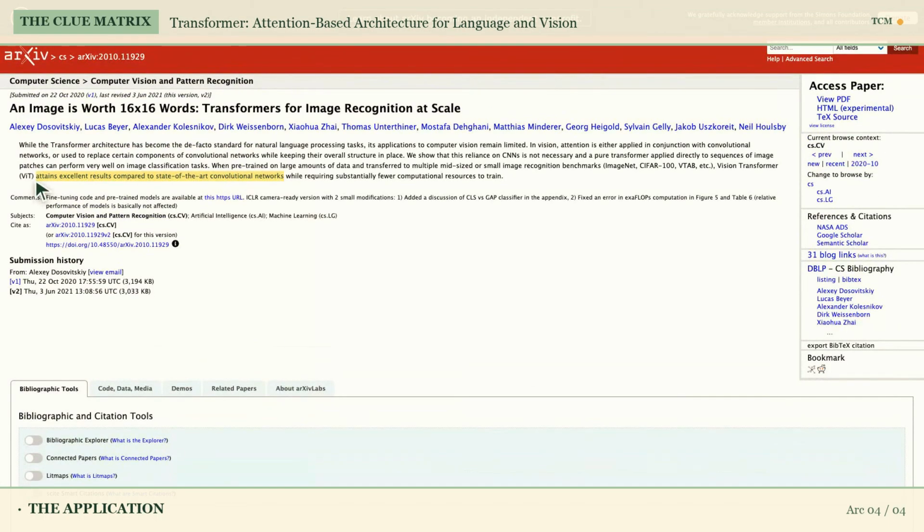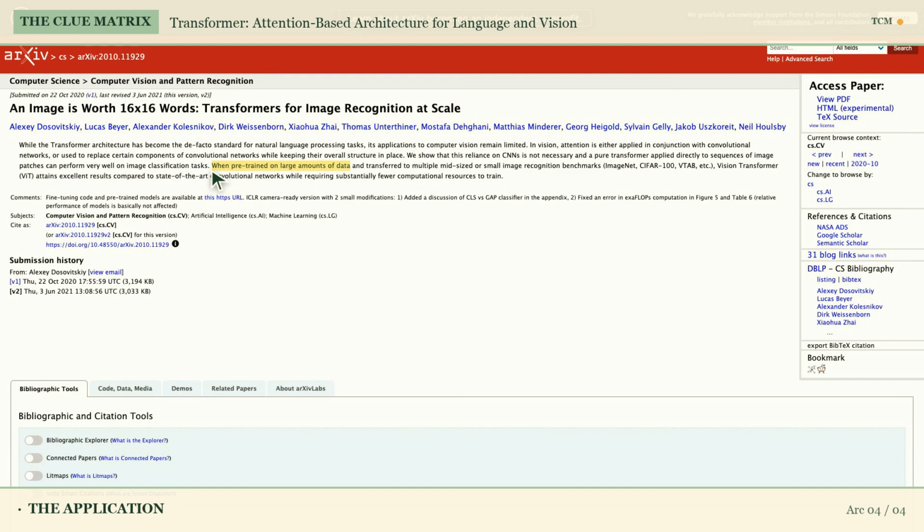When pre-trained on large datasets, ViT attains excellent results compared to state-of-the-art convolutional networks. That's remarkable, surpassing CNNs, which were custom designed for images. And critically, it does so while requiring substantially fewer computational resources to train, making it very efficient.